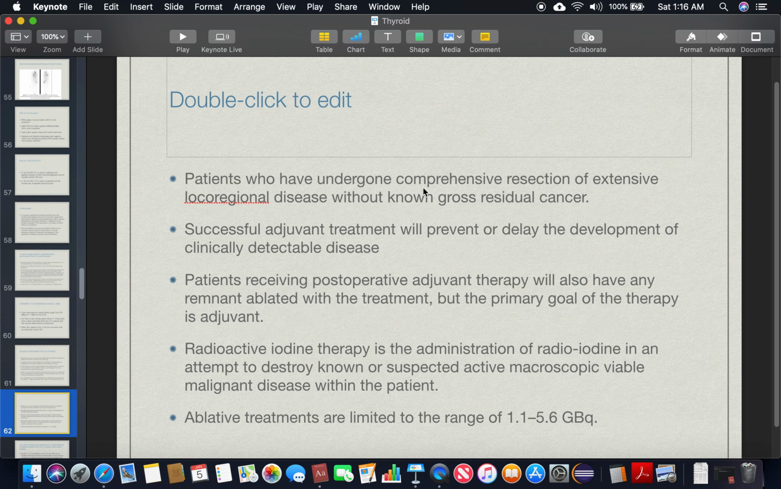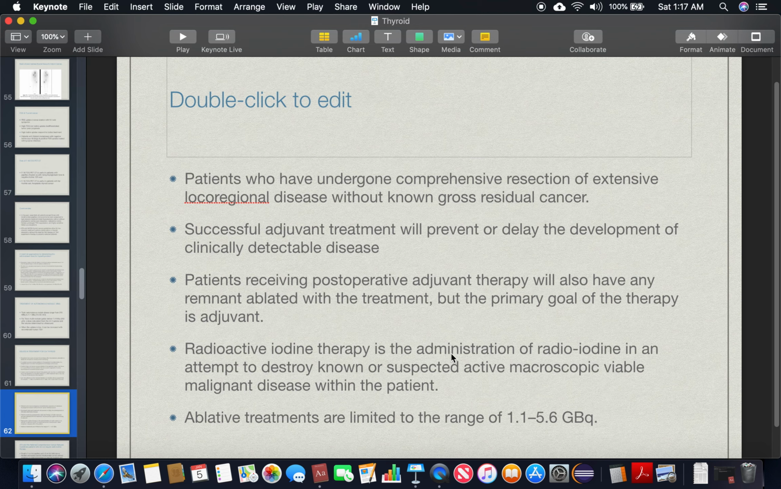Patients who have undergone comprehensive resection of extensive locoregional disease without known gross residual tumor, successful adjuvant treatment will prevent or delay the development of clinically detectable disease. In these situations, post-operative adjuvant therapy will have the remnant ablated with the treatment, but the primary goal of therapy is adjuvant.